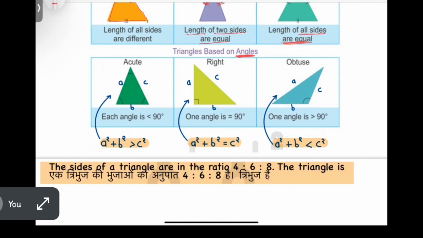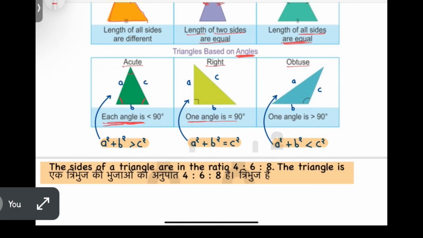Triangles based on angles. That means there are three types of triangle based on angles. There's acute angle triangle, there's right angle triangle, and there's obtuse angle triangle. What is an acute angle triangle? It simply means all the angles of this triangle are less than 90 degrees. That means each angle is less than 90 degrees. If all the angles of a triangle are less than 90 degrees, we call it an acute angle triangle.